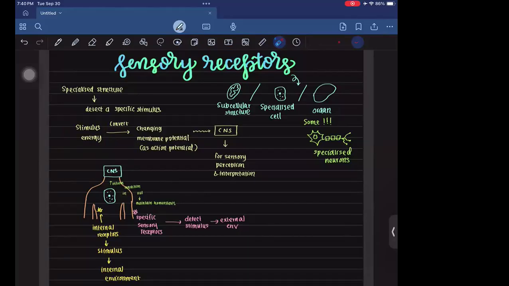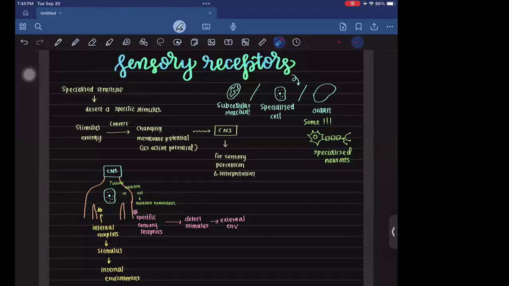Okay, so what is a sensory receptor? It is a specialized structure which is designed to detect a specific stimulus. So it is specific. If you take a particular sensory receptor, it will not have the ability to detect any stimulus. A specific sensory receptor will be able to detect a specific stimulus.